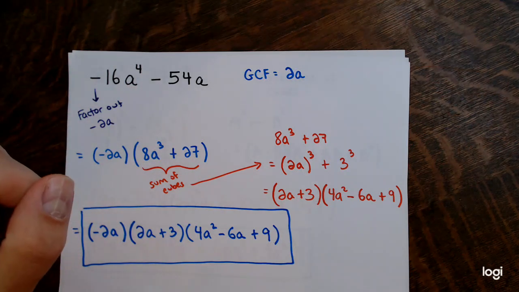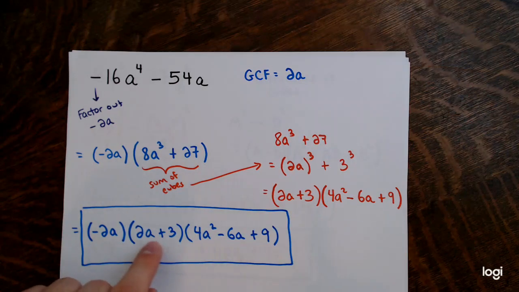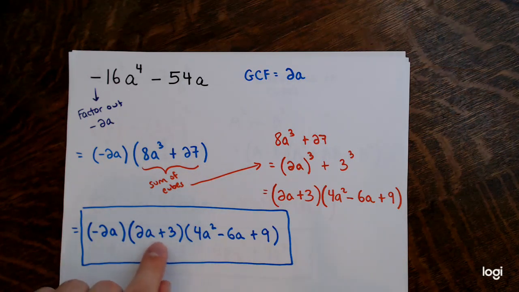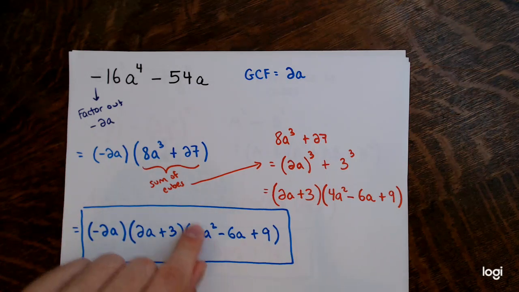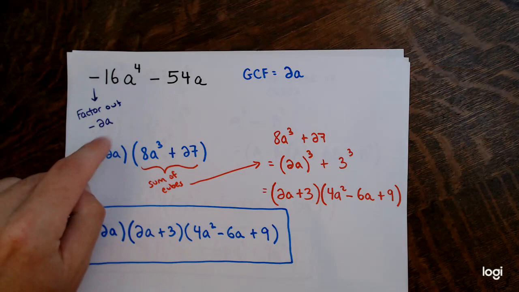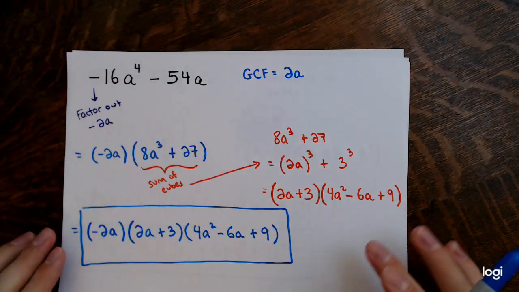And you can always double check by multiplying. When I multiply these two, you can distribute the 2a, distribute the 3, combine like terms. When I multiply these two, I get 8a cubed plus 27. And then I multiply by negative 2a, right? Just distribute the negative 2a. I get my original back. Wonderful.